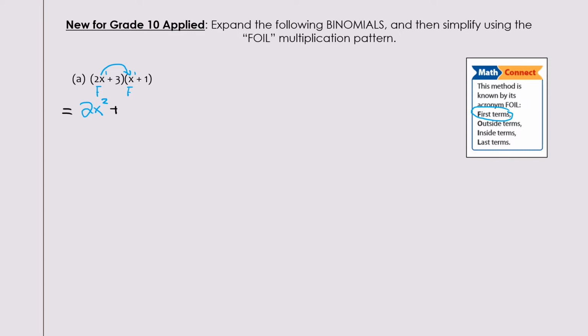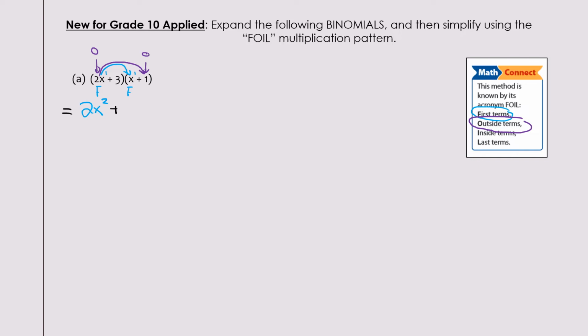Now we go to the outside. We're spelling the word FOIL, so I'll do this one in purple. Outside terms. The outside terms are the ones that are on the very outsides of the brackets. They're like the bookends. So this right here, that is on the outside, and the 2x is also on the outside. Those are outside terms, on the very far edges of our expression. So we have to multiply those together.